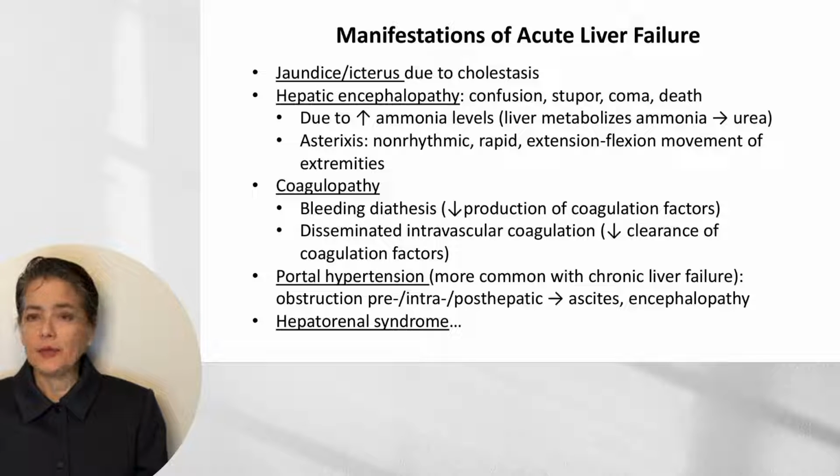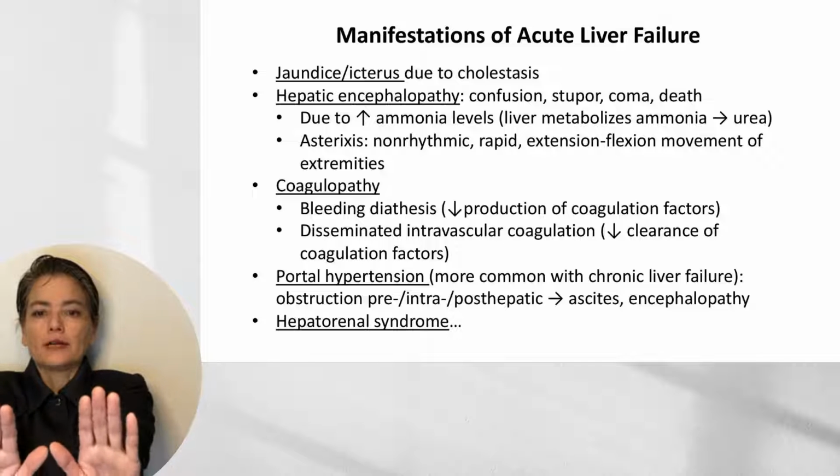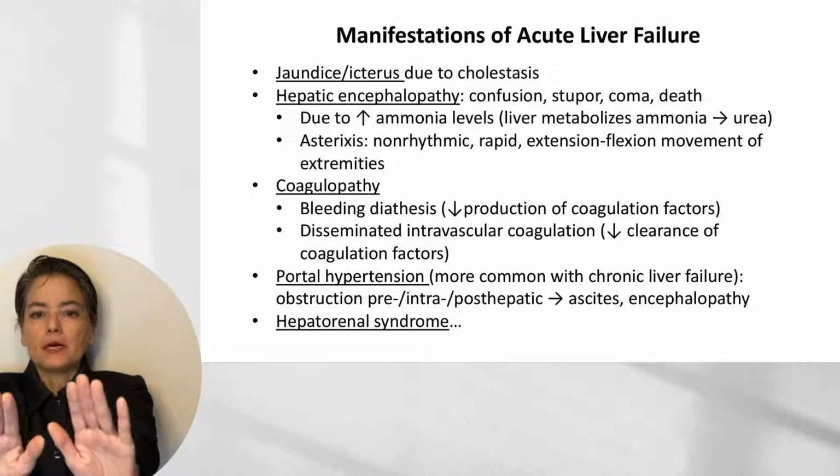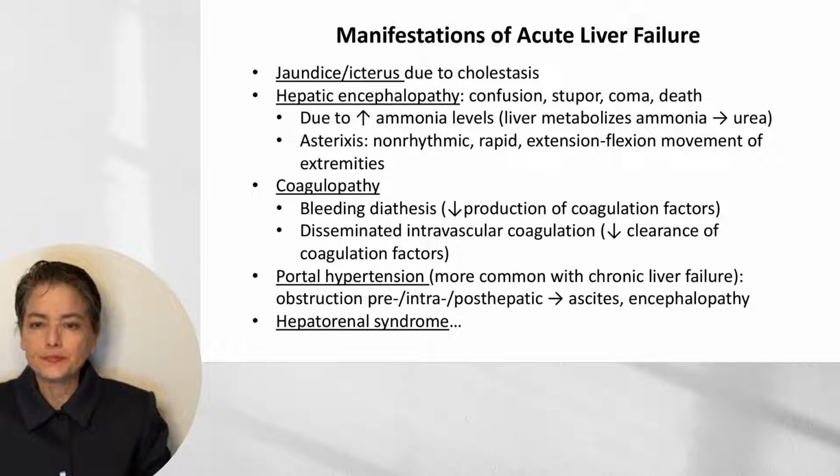There's another finding that we can see called asterixis. This is a non-rhythmic rapid extension flexion movement of the extremities, and this is commonly elicited by having the patient put their arms outstretched with their hands dorsiflexed, and then they will tend to beat non-rhythmically like this.